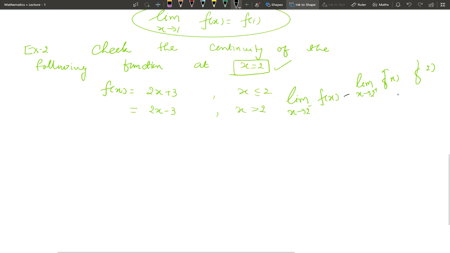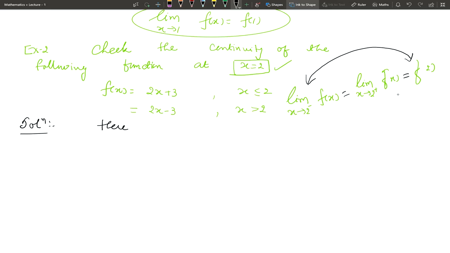If all these three are equal, then we will say that the function is continuous at x equal to 2. Sometimes we evaluate and observe that two of these things are not equal, then there is no need to check the third condition. Directly we can say that the function is not continuous at x equal to 2. So let us check the solution.